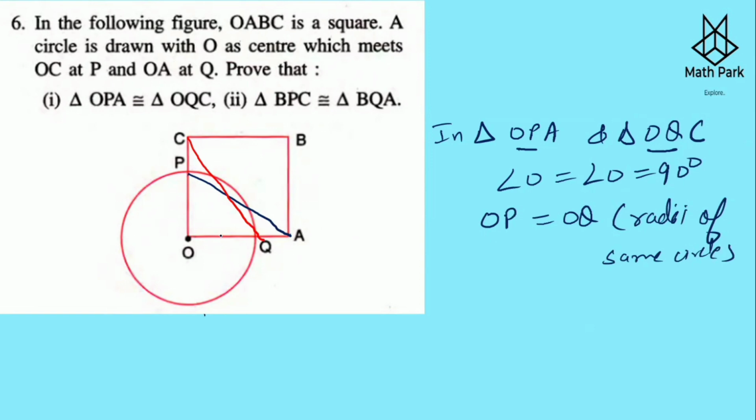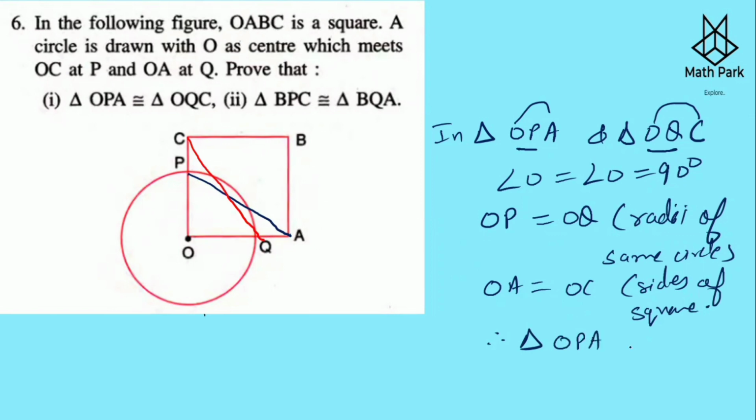For the third part, see, now OA is equal to OC because they are the sides of a square. These are the sides of the square. So this is how we get the triangles congruent. So therefore, we have triangle OPA is congruent to triangle OQC by SAS. Got it? So we did the first part.